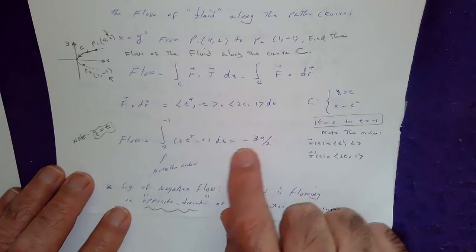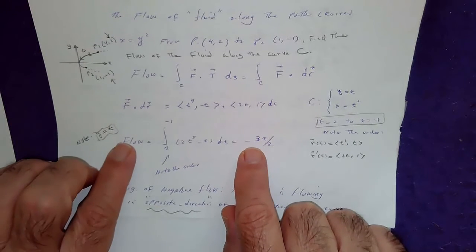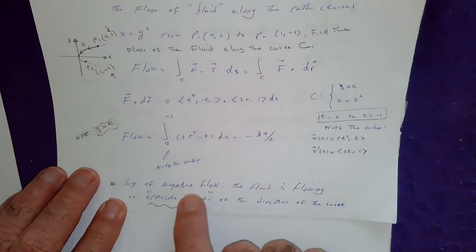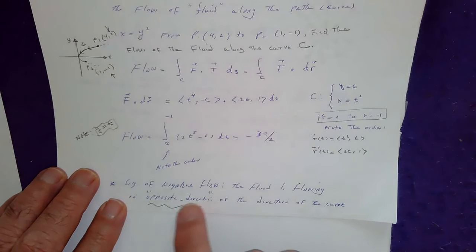So the question is, what is the significance of having a negative flow? The significance of negative flow is that the fluid is flowing in the opposite direction of the curve.